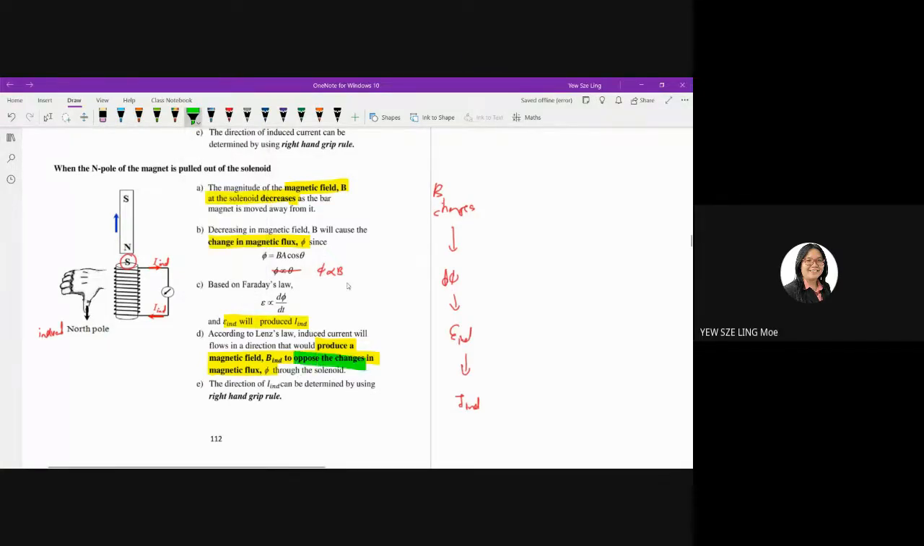That's why I say, if you understand the earlier part, then for all these experiments, you should know how to explain it. You should know what happens in all these experiments. Okay, so this is B changes.